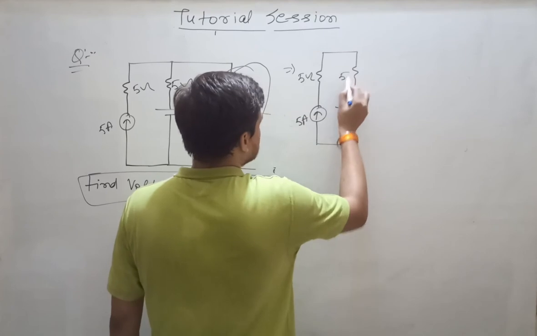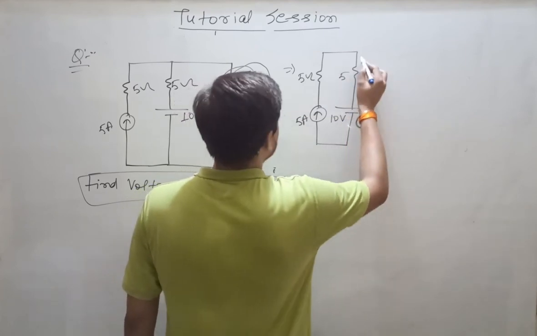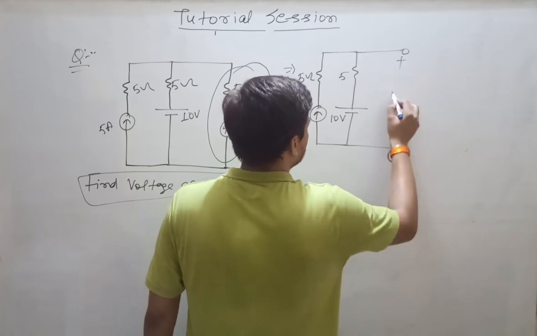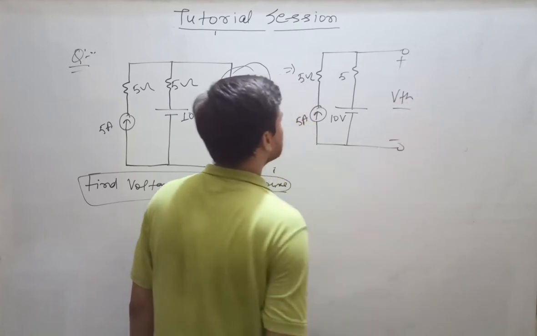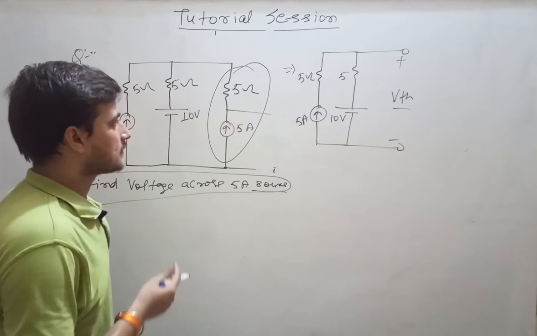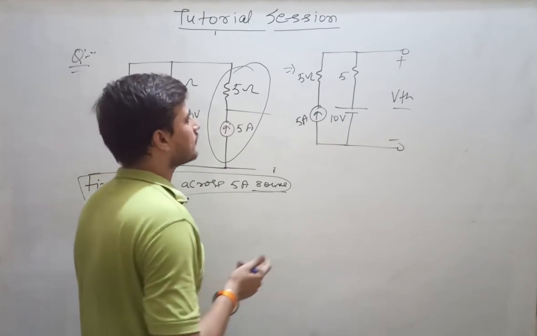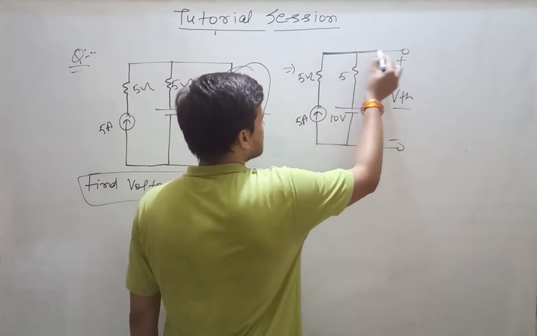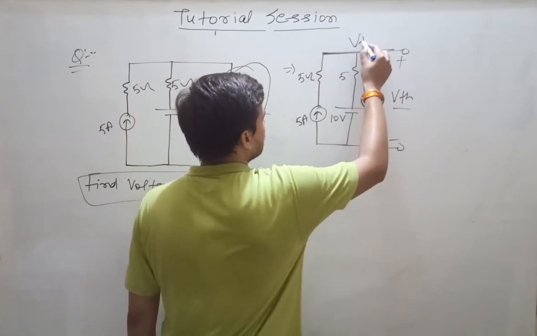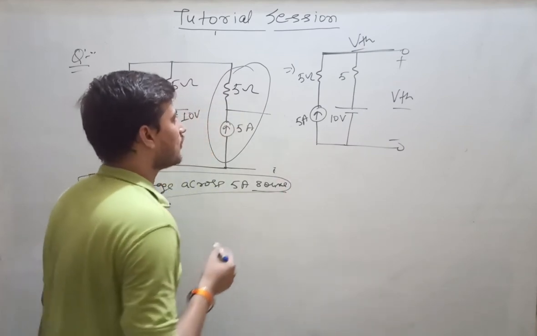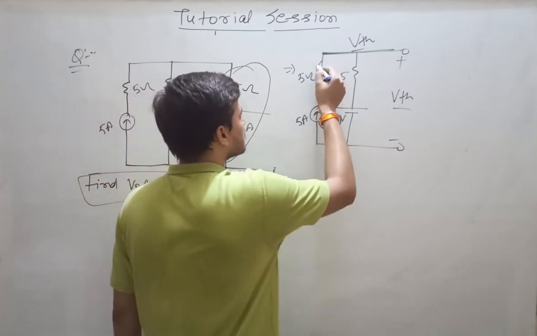This is 10 volt. This is plus minus VTH. So let us see how to write VTH here. The total potential will be here. Potential will be VTH. So once you write Kirchhoff's current law, here this is incoming current 5 ampere.